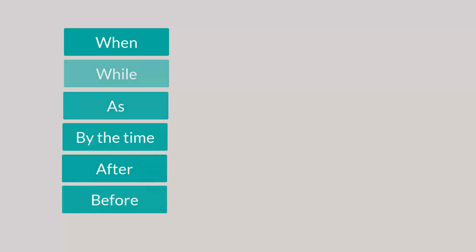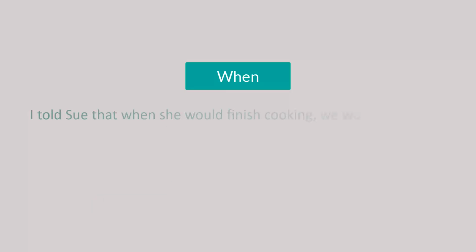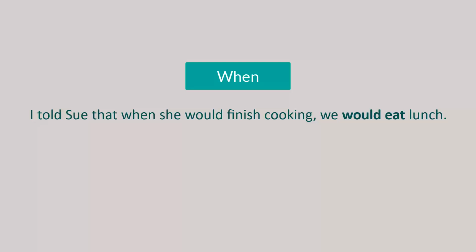Now, one thing you need to remember is that we can't use a time clause when we're talking about the future. So if we have a clause that talks about the future, we can't start those clauses with words, or even in the middle of those clauses. We can't say words like when, while, as, by the time, after, before. We can't do that. For example, I told Sue that when she would finish cooking, we would eat lunch. No, we can't say this.